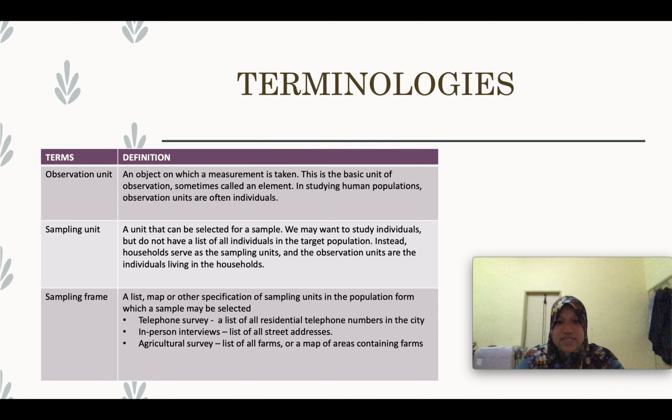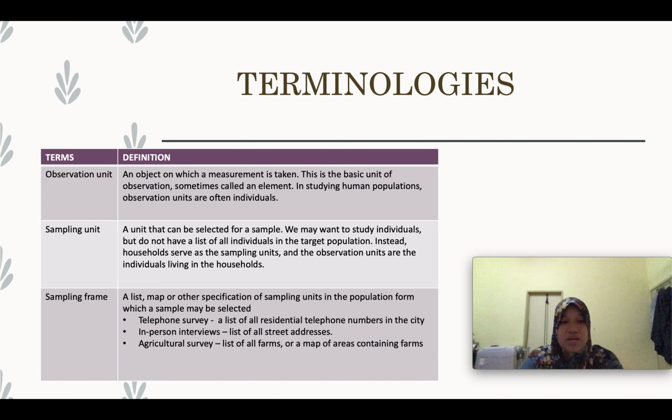Another terminology that you have to understand is the observation unit. An observation unit is an object on which a measurement is taken. This is the basic unit of observation, sometimes called an element. In studying human populations, observation units are often individual units. So who is it that you want to ask your questionnaire to? That is what is meant by the observation unit. In my case study, my observation unit is the student.